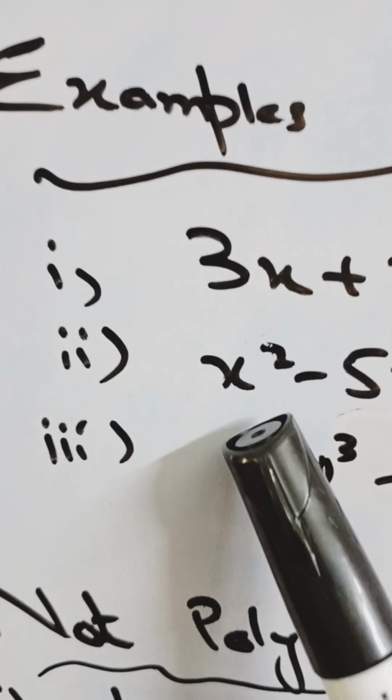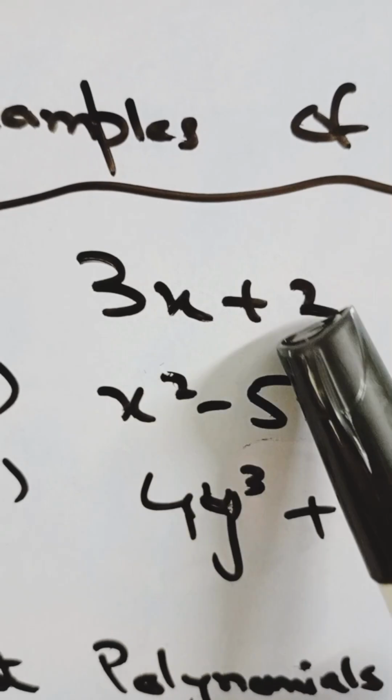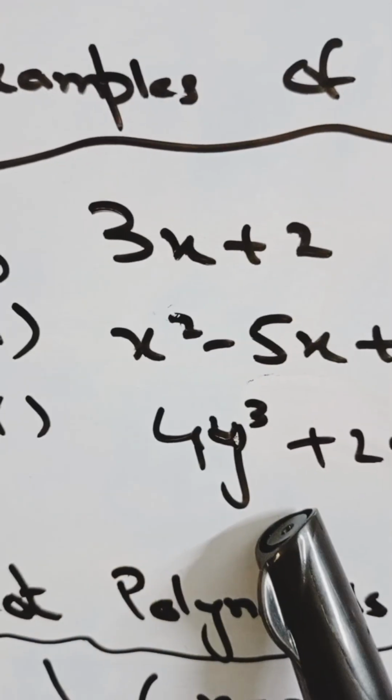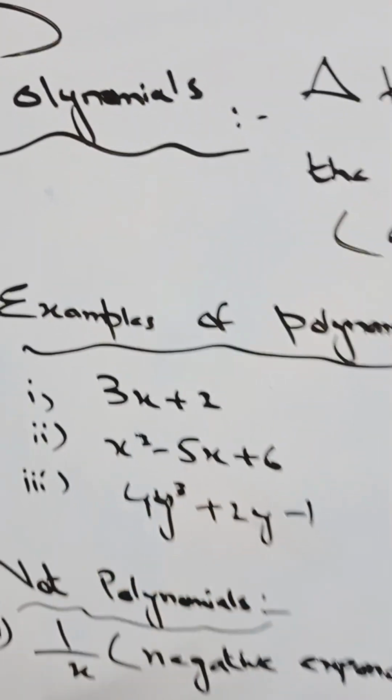x² - 5x + 6. Here the power of x is 2. If there is no power written, it means it is 1. Also 5x + 6, and 4y³ + 2y - 1. Here the power of y is 3 and the power of y is 1. These are all examples of polynomials.